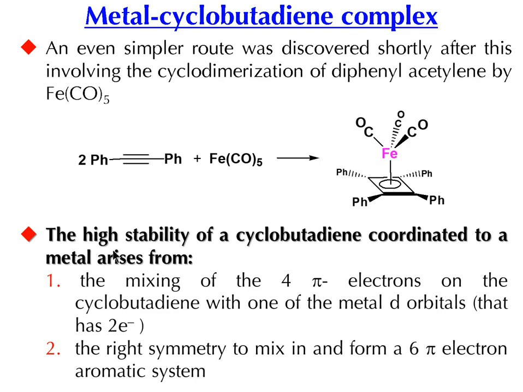The high stability of cyclobutadiene coordinated to a metal is due to the mixing of the 4 electrons of cyclobutadiene with one orbital of the metal, the d orbital, that has 2 electrons. And this will obey the relation 4n plus 2, and the right symmetry to mix in and form a 6 pi electron aromatic system.